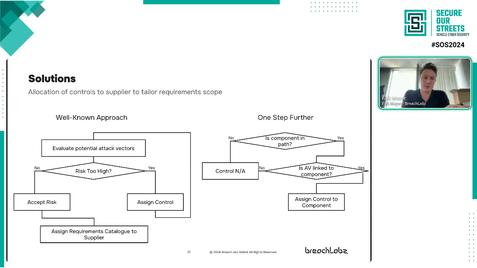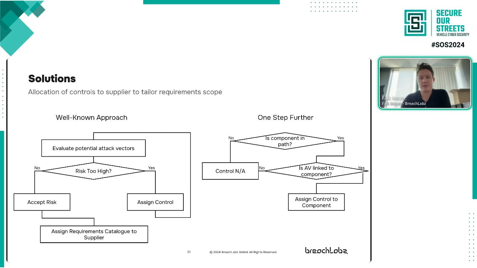So let's start with the well-known approach. First, we evaluate all potential attack vectors. We see our risk value and ask: is our risk too high? If no, perfectly fine, we accept the risk and then assign the requirements to the requirements catalog. If the risk is indeed too high, we assign a control, perform another iteration, see if the potential attack vectors and the risk have changed, and if it is sufficiently low, we assign that control to the catalog.